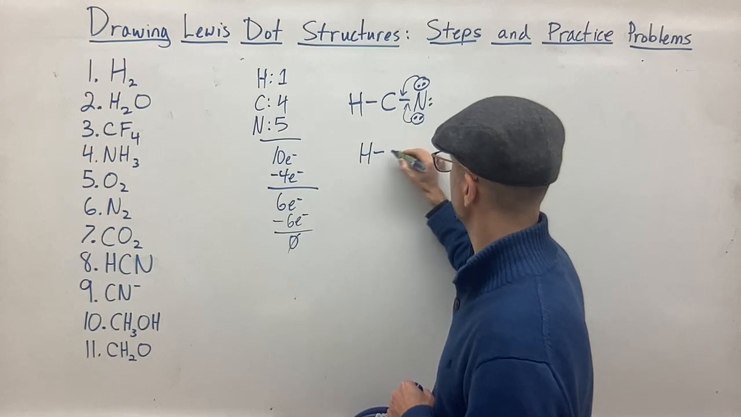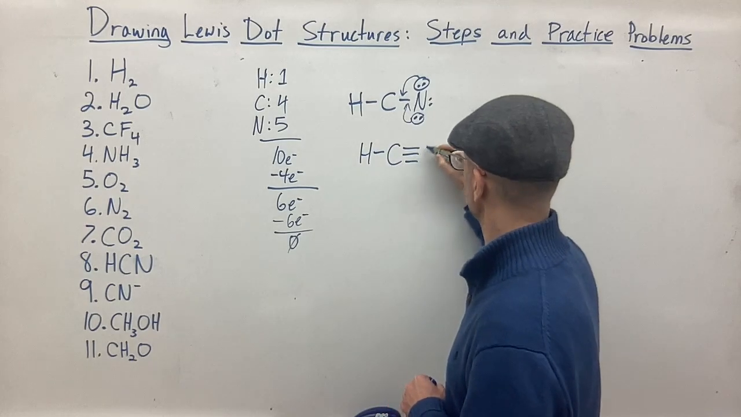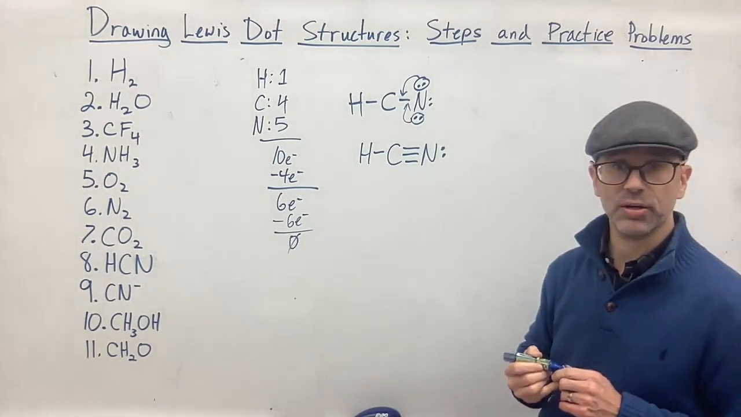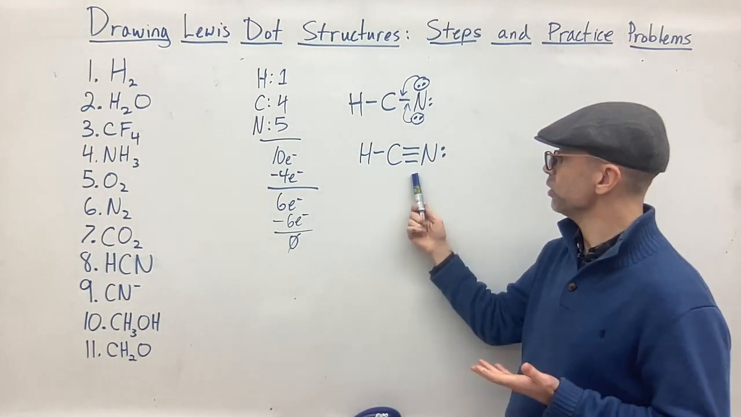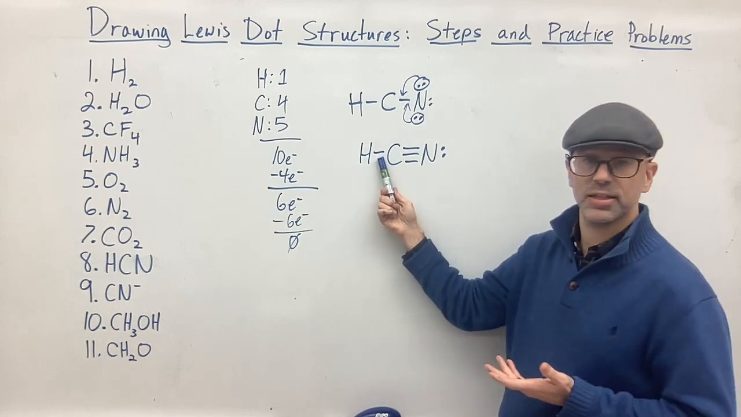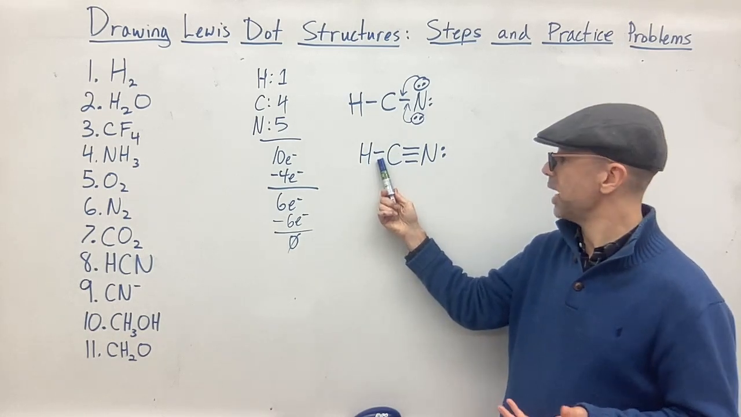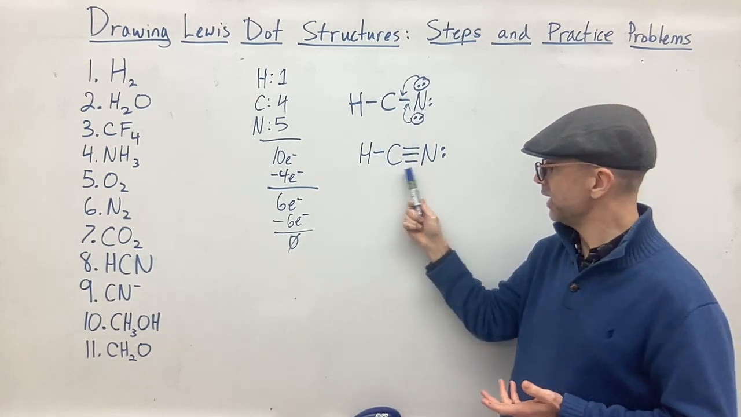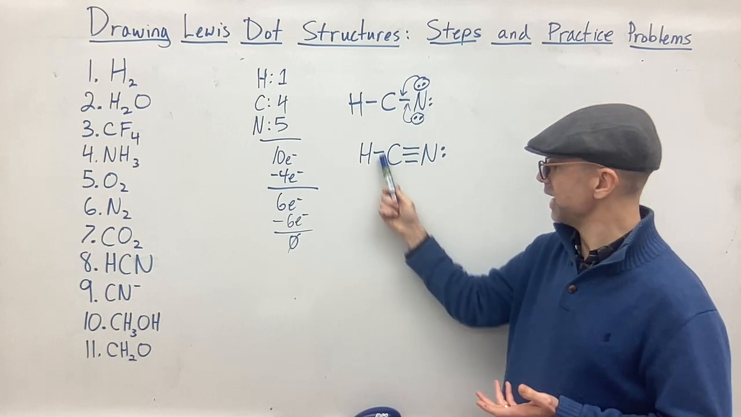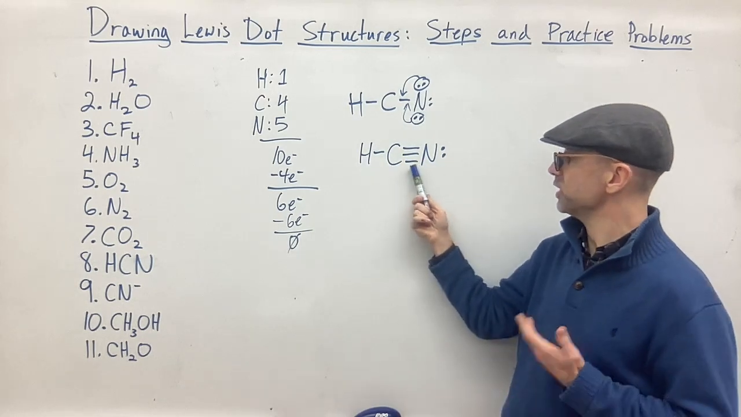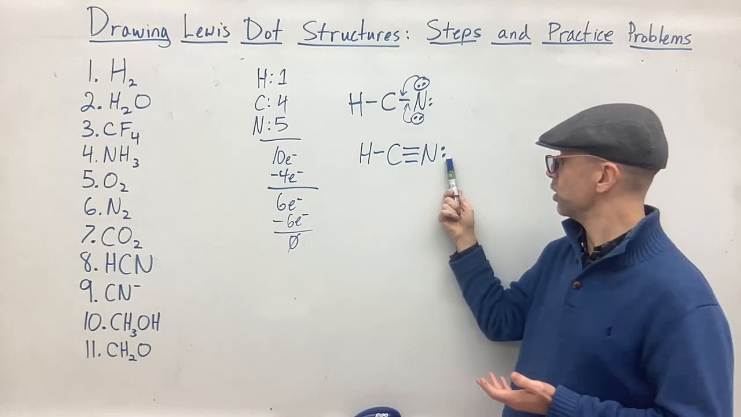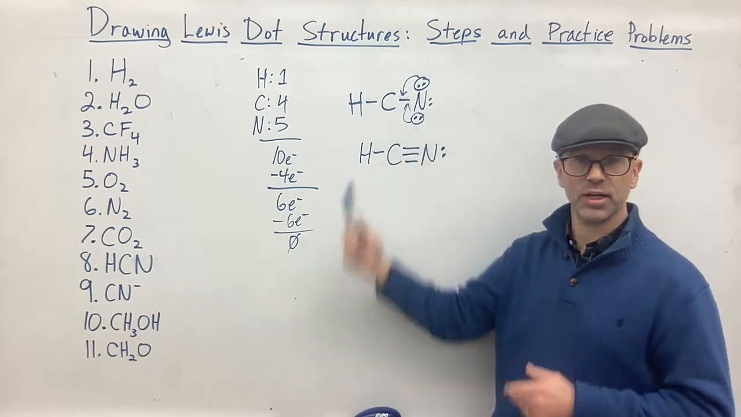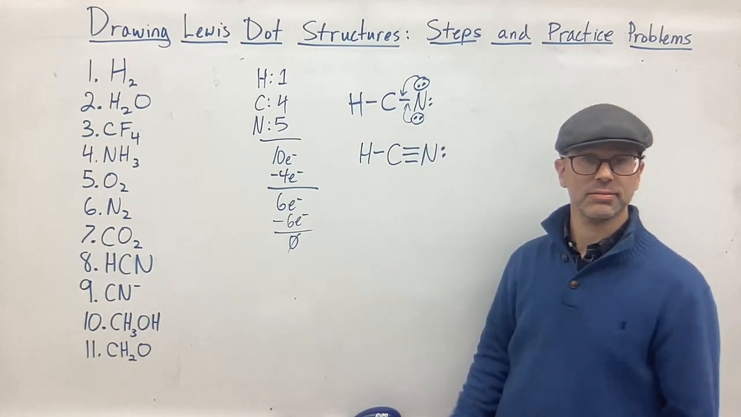So we'll get H bonded to carbon with a triple bond with nitrogen, and we have the lone pair left over. And so now everyone's happy. Hydrogen has 2 electrons. It's happy with 1 bond. Carbon now has 4 bonds. So that's an octet. 2 electrons in each bond. So that's 8 electrons. And nitrogen is happy with three bonds and one lone pair. So that's going to be 8 there. So this is the Lewis dot structure for HCN.